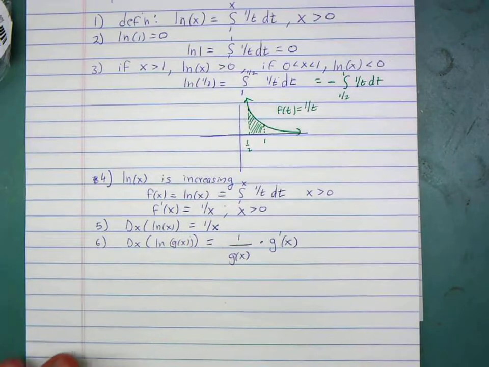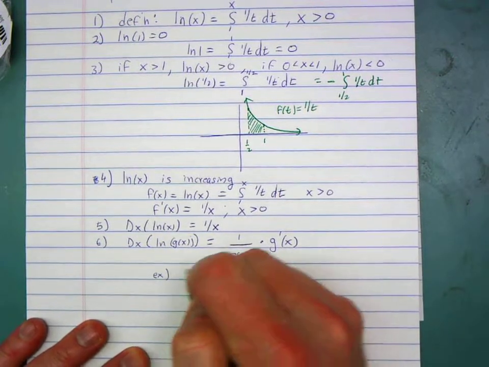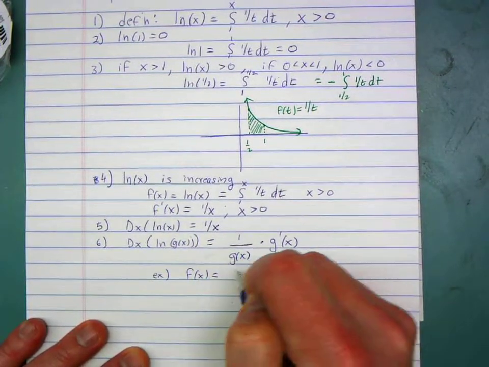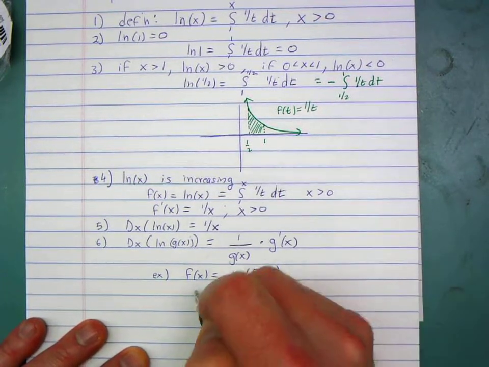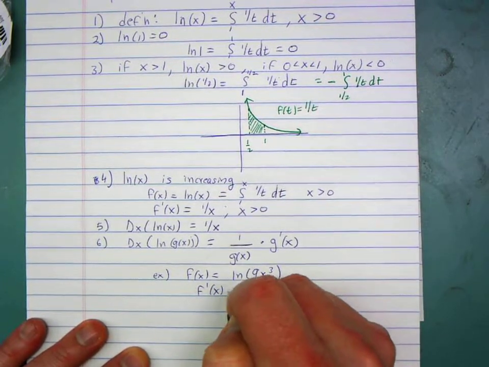All right, so an example. F of x is the ln of 9x cubed. What's the derivative?